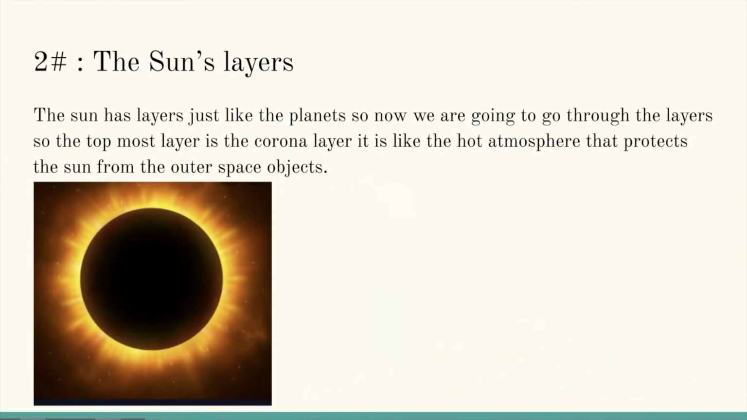So this number 2 is going to be a long one, so you guys should pay attention to this. Number 2, the sun's layers. The sun has layers just like the planets. So now we're going to go through the layers, from the topmost layer, the corona layer, which is a very hot atmosphere that protects the sun from outer space objects.